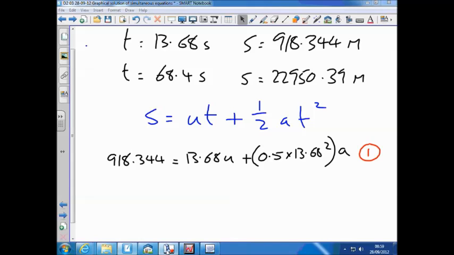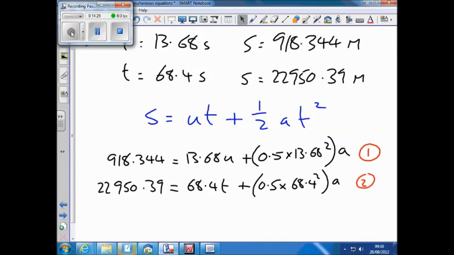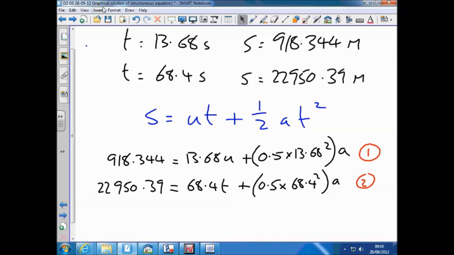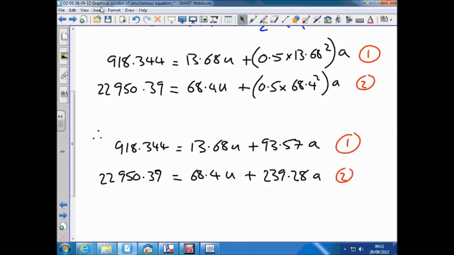What about the second equation? Just write down what the second equation would look like. So the second equation will be this. Now we want to try and solve it. Well, we're not going to attempt to do this algebraically. What are we going to do? Plot it on Autograph, okay? Work out the numbers as far as you go. Autograph is not going to like you putting this in, 0.5 times 13.68 squared. So work out what that is and work out what that is. Okay, so we now have two simultaneous equations that we can plot on Autograph.